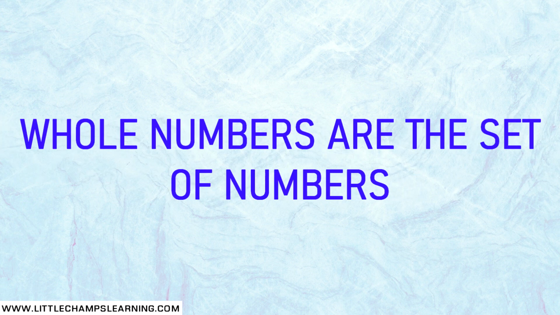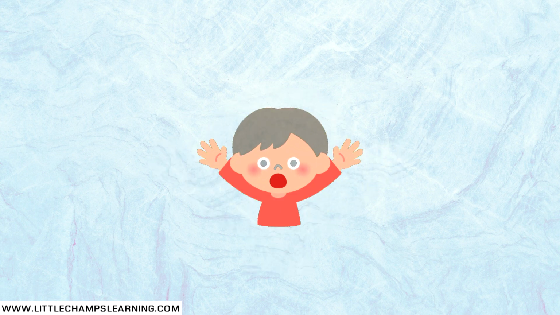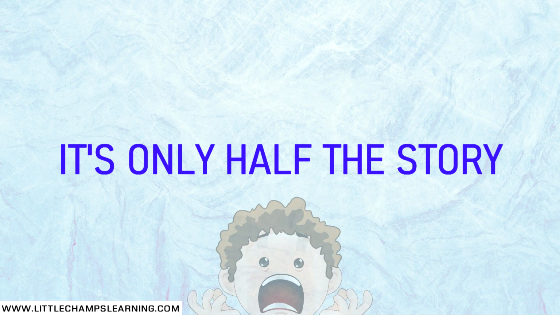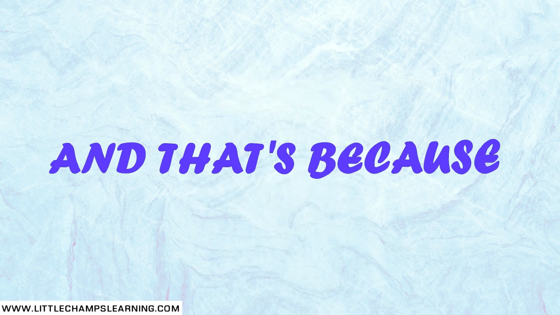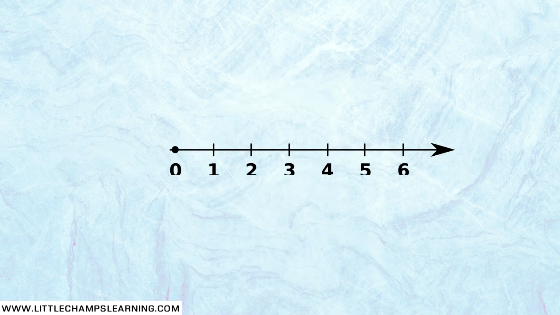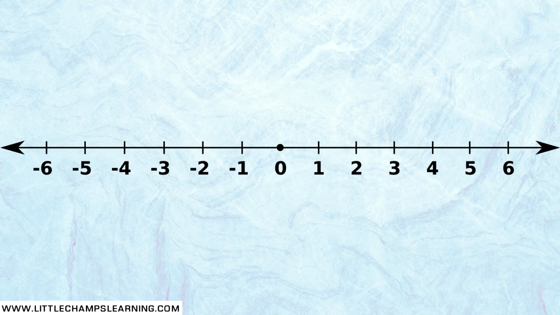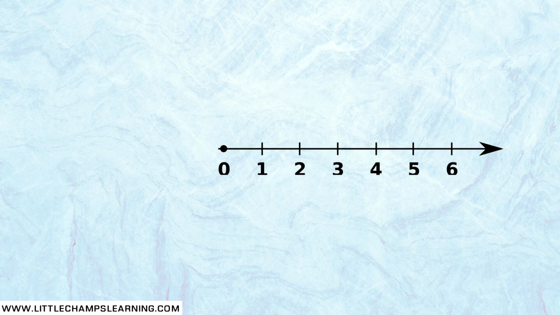Whole numbers are the set of numbers on the number line starting with 0 and then counted up to 1 at a time, like 1, 2, 3, 4 all the way to infinity. That's a lot of numbers, but it's only half the story, because the number line really extends in both directions. You are used to seeing the number line starting at 0 and just going on the right side. But the number line also goes to the left.